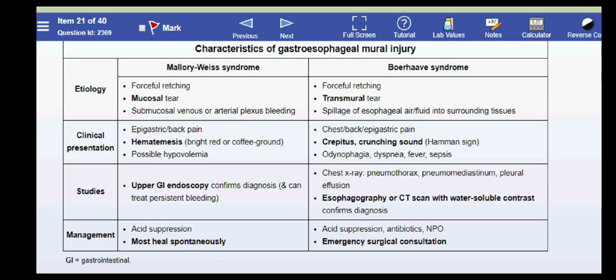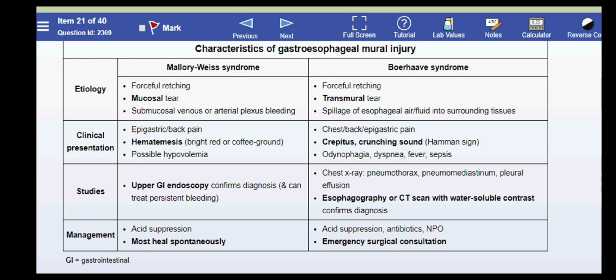What should we do? Upper GI endoscopy. How should we manage it? Acid suppression; it must heal spontaneously. No need to do anything else for Mallory-Weiss because it comes after a lot of vomiting attacks. So Mallory-Weiss comes with hematemesis. What about Boerhaave? It's a transmural tear, so it's deeper than Mallory-Weiss.